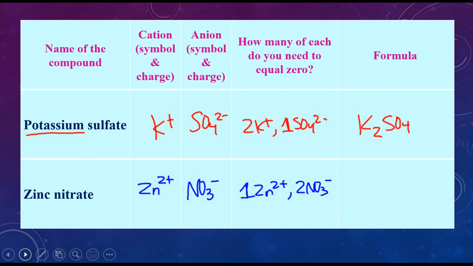We need 2 negatives. So when you write the formula here, you write Zn, then you have to put the parentheses around the NO3, and then you put a 2 outside. So that means we have 2 nitrate groups attached to the zinc here.